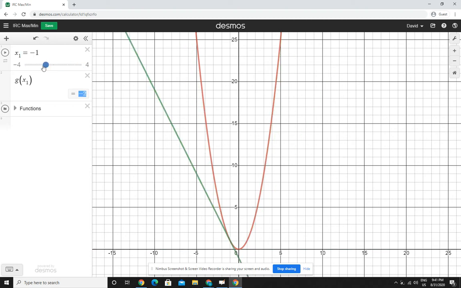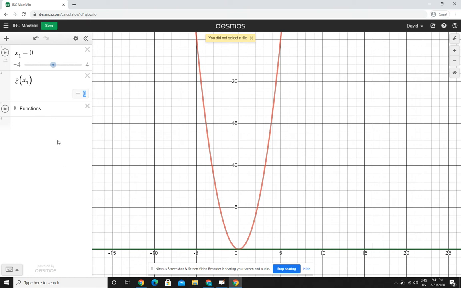So let's have a look here. What happens when x is equal to 0? When x is equal to 0, that's this point right here, the vertex. You can see that the tangent is a horizontal line. What is the slope of a horizontal line? The slope of a horizontal line is equal to 0.